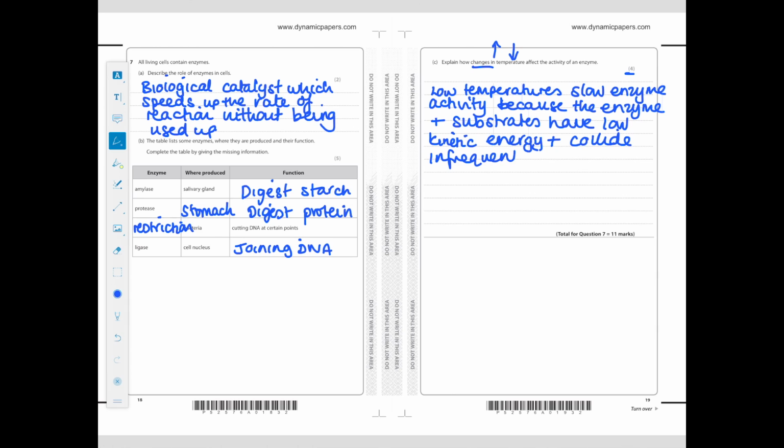Skipping on to when you have very high temperatures now, we also see a reduction in enzyme activity, and that's because the enzyme has been denatured, which means that the substrate molecule no longer fits inside the enzyme's active site.